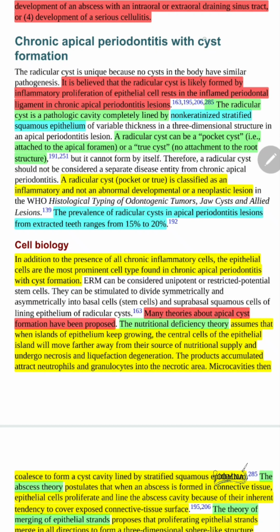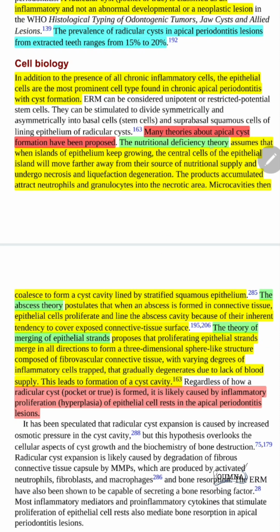Now let's talk about the cyst formation. It is believed that the radicular cyst is likely formed by inflammatory proliferation of epithelial cell rests in the inflamed periodontal ligament in chronic apical periodontitis lesion. There are three theories regarding the formation of the apical cyst.